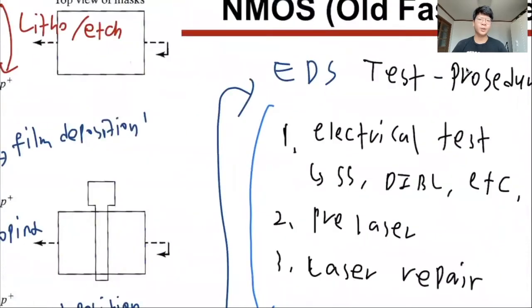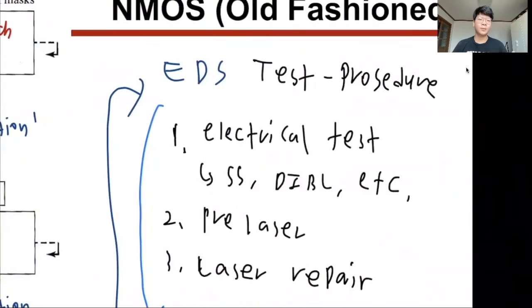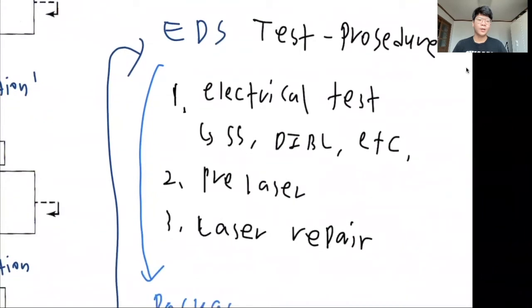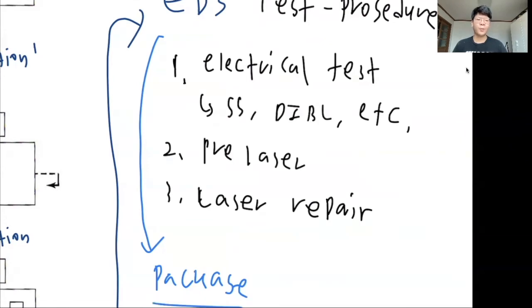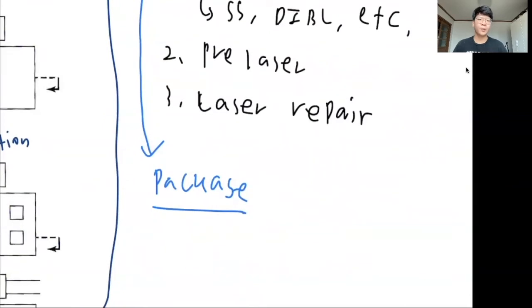After we make the chips, we test them. First, we do an electrical test using swing, debug, or other parameters. After that, if we find defective chips, we check them and repair them using a laser. After that, we package using resins or plastics.